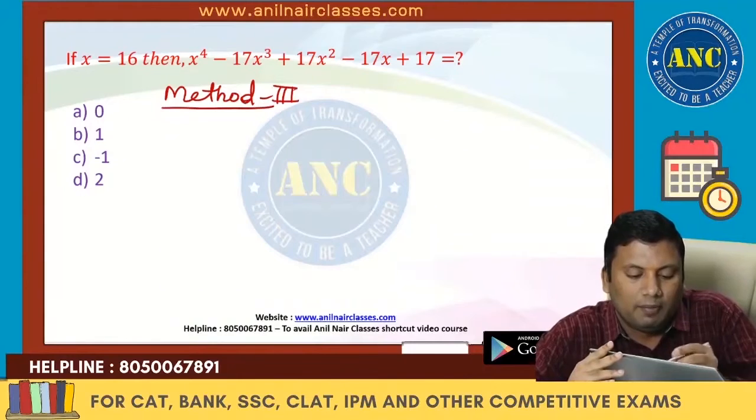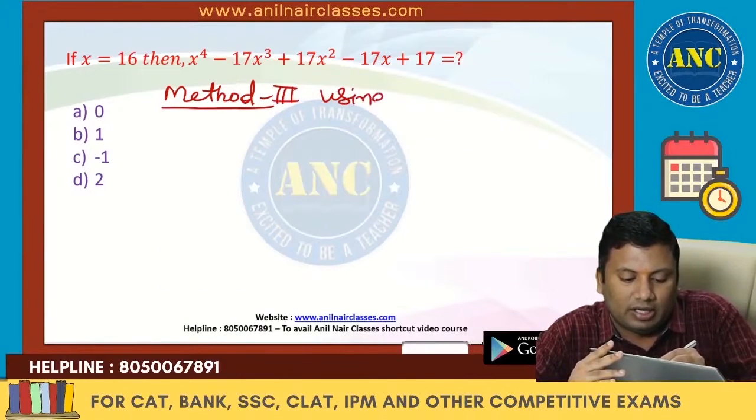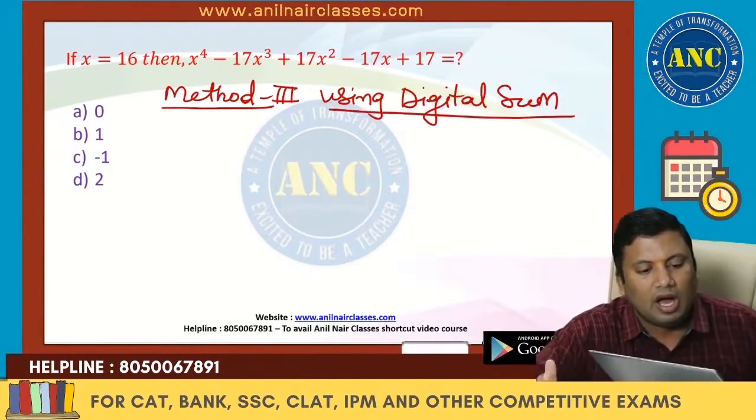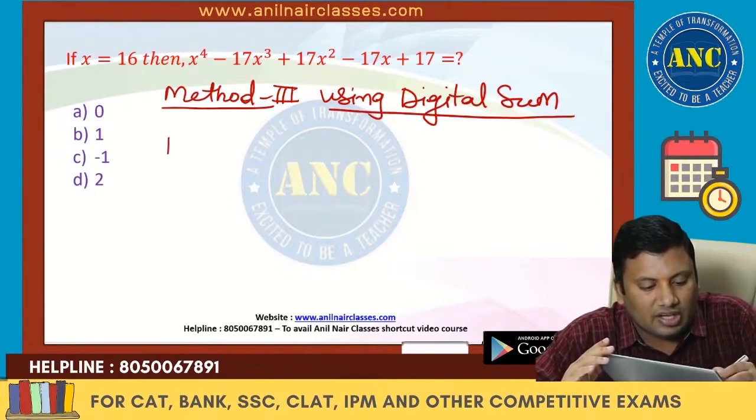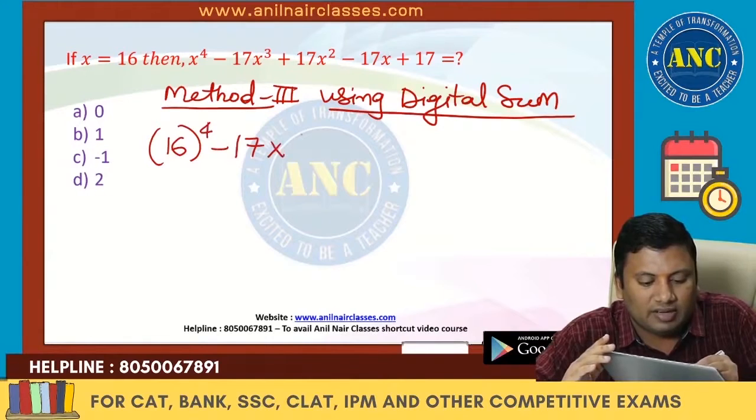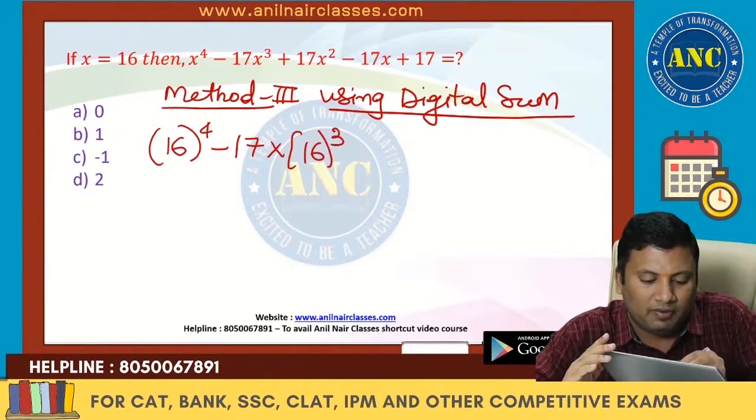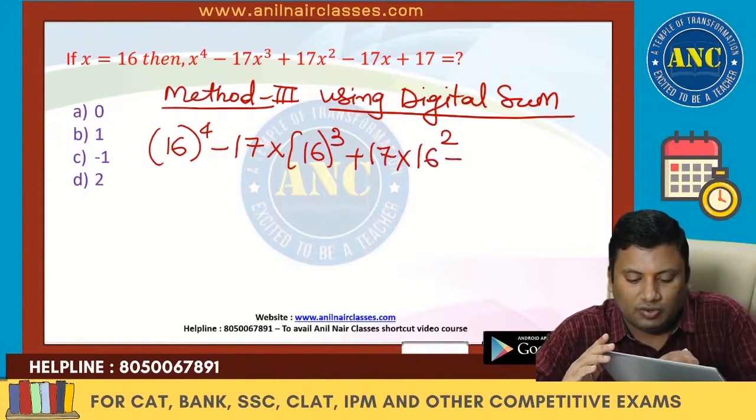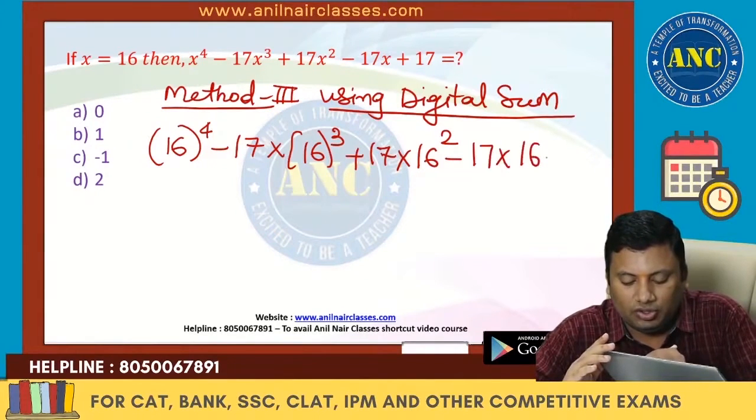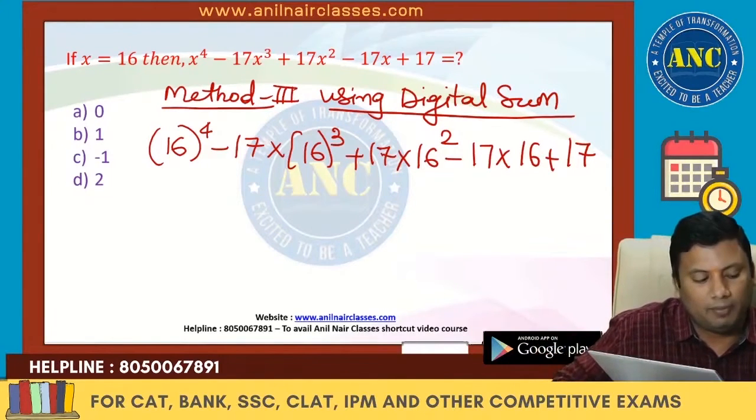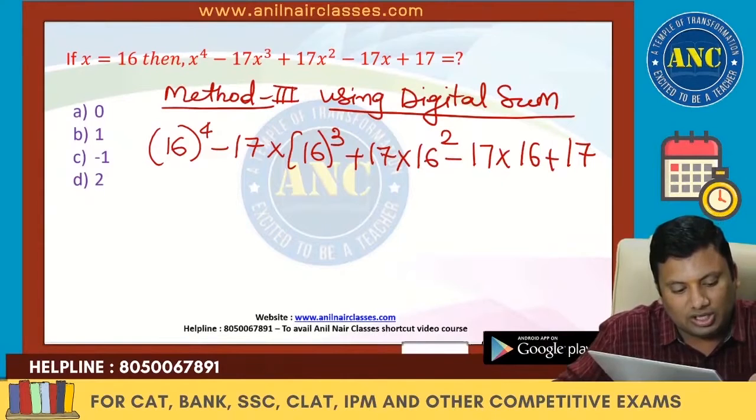Method number 3 is nothing but using digital sum. How to use a digital sum? This actual value is nothing but 16 power 4 minus 17 into 16 power 3, plus 17 into 16 square minus 17 into 16 plus 17. This is the actual value when the variable is replaced with the value 16.